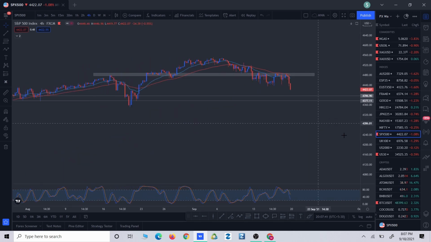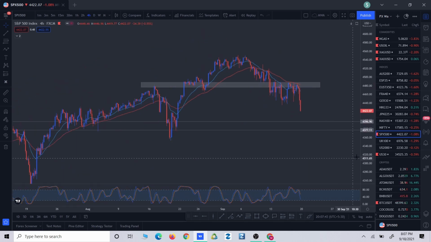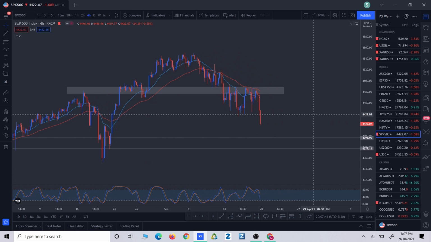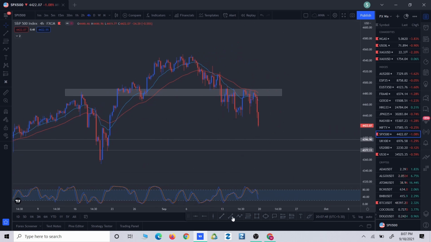Next, let's see what's happening on the 4-hour chart. Starting from here, we can see a low, lower high, then lower low, lower high, and now price broke and closed below the previous low. So as we can see, price is making lower lows and lower highs on the 4-hour chart.